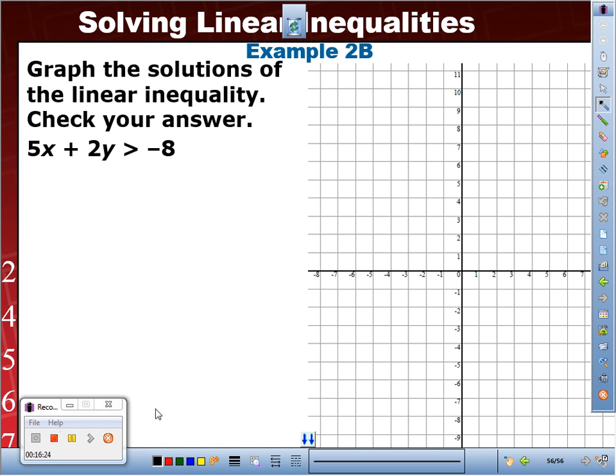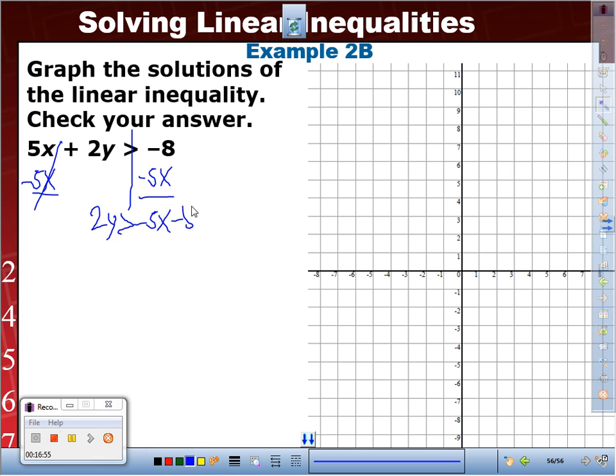So with that said, what is our first step before anything? Yeah. Solve for y. So I need to leave y by itself. What do I do? Minus 5x, minus 5x. We're left with 2y greater than negative 5x minus 8. What's my next step? Divide by 2, divide by 2. Y equals negative 5 over 2 x. Notice that I leave it in fraction form because it's a slope. And what is negative 8 divided by 2? Negative 4. Can we graph that?